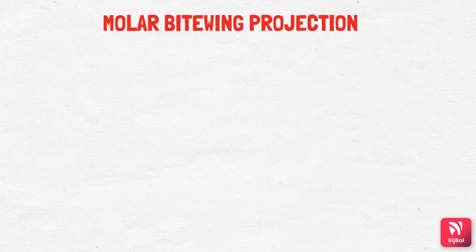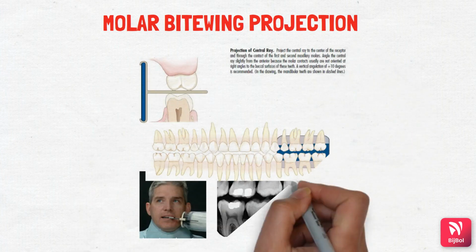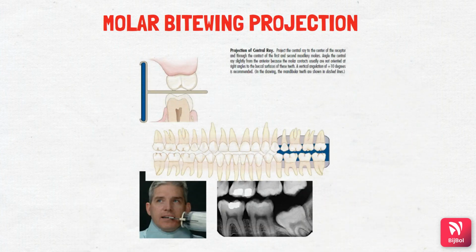Next is our molar bite wing projection. Project the central ray to the center of the receptor and through the contact of the first and the second maxillary molars as shown in the given figure. Angle the central ray slightly from the anterior because the molar contacts usually are not oriented at right angles to the buccal surfaces of these teeth. A vertical angulation of plus 10 degrees is recommended. Point of entry: the central ray should enter the cheek below the lateral canthus of the eye at the level of the occlusal plane.